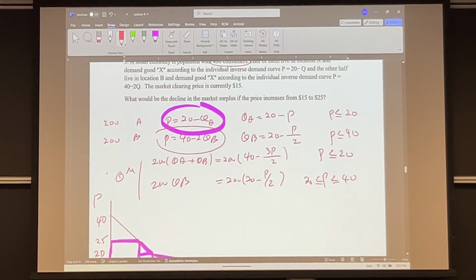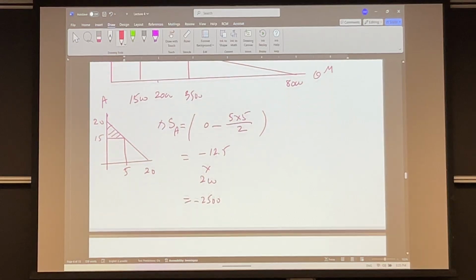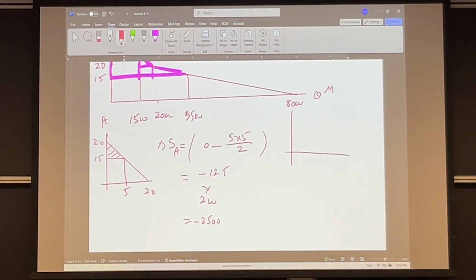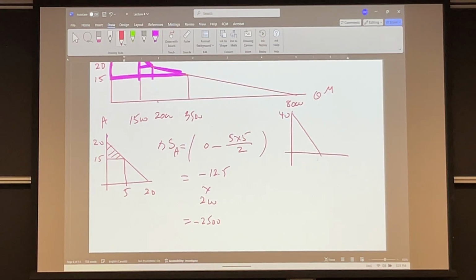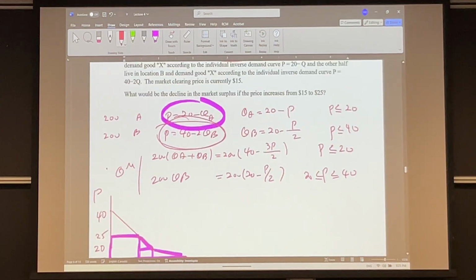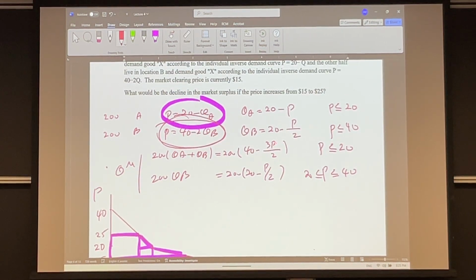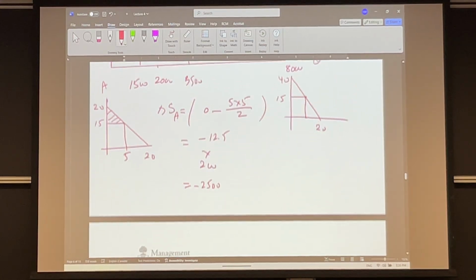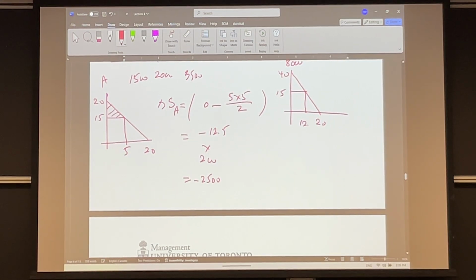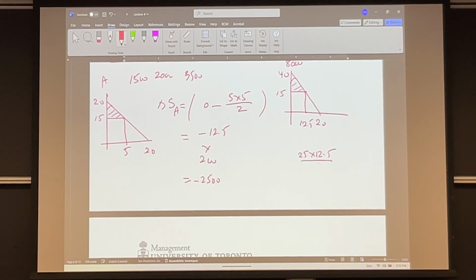B, that is B. So I'm going to grab that one, and we'll do the same thing there. The price is 15. What is the demand there? If you put 15 there, what do you get? 12 and a half. That's the demand, right? 15, 12 and a half. That is the surplus when the price is 15, which is 25 multiplied by 12 and a half divided by 2. That's the starting point. That's when the price is 15.